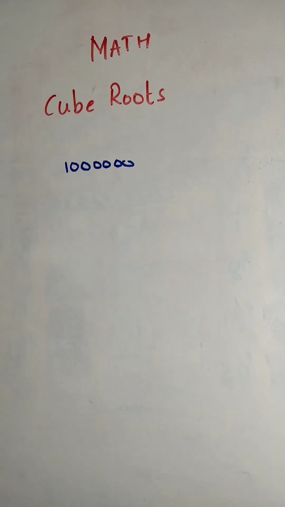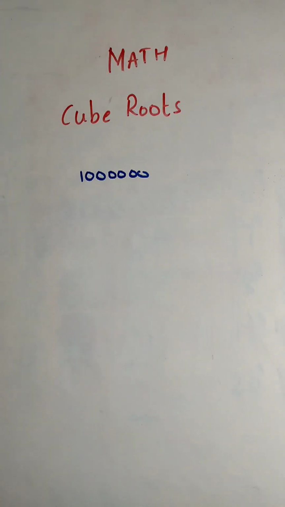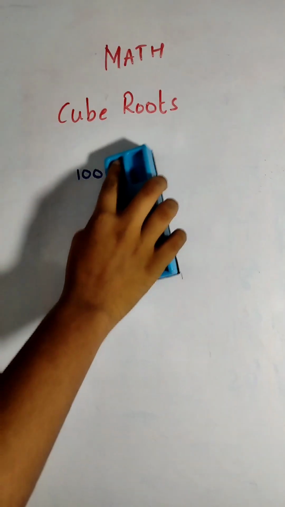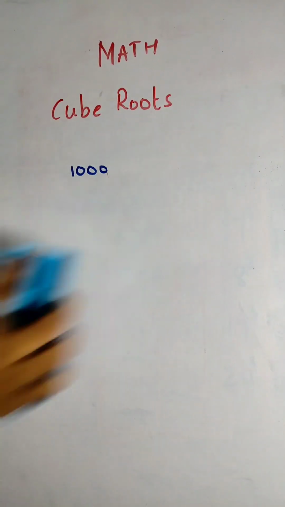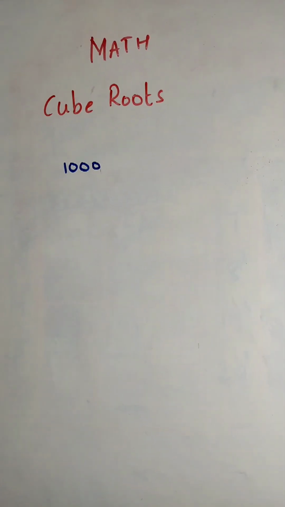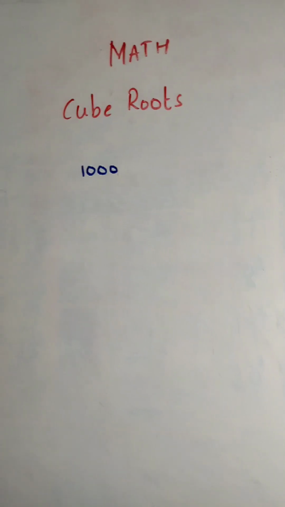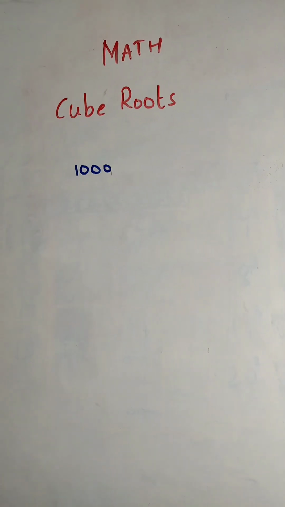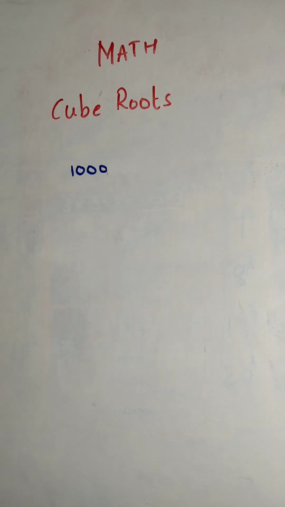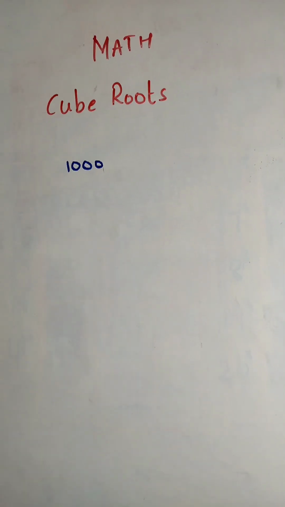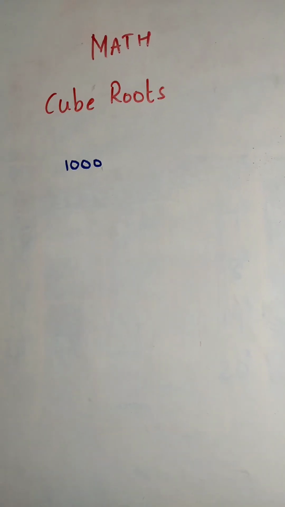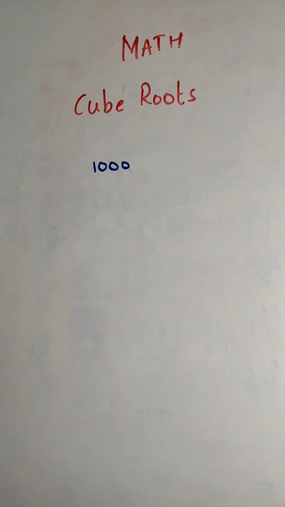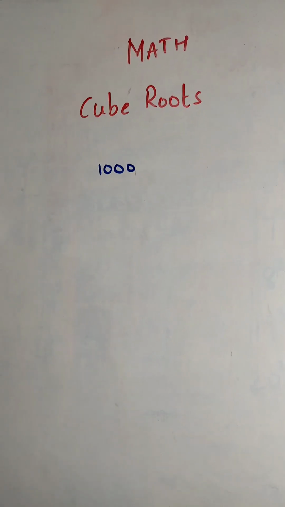So how can we tell that a certain number is an actual cube number? For example, let's take the number 1000. This number is a cube number and we know that. But an easy way to tell that this number is a cube number is by checking the number of zeros it has. If the number of zeros it has is divisible by 3, it is most likely a cube number.